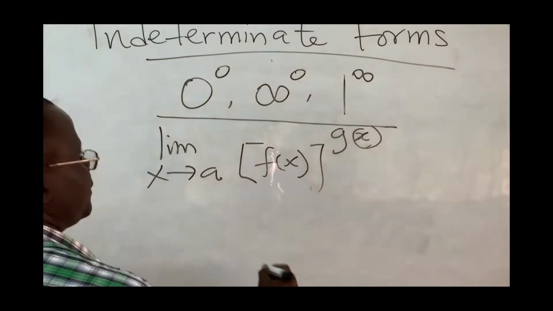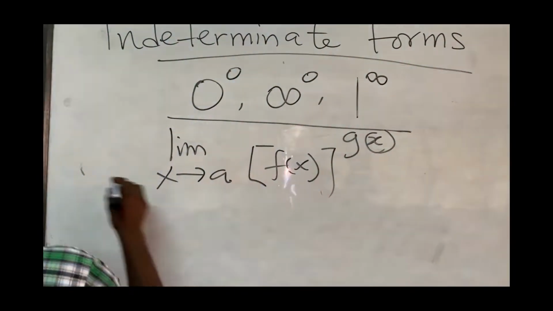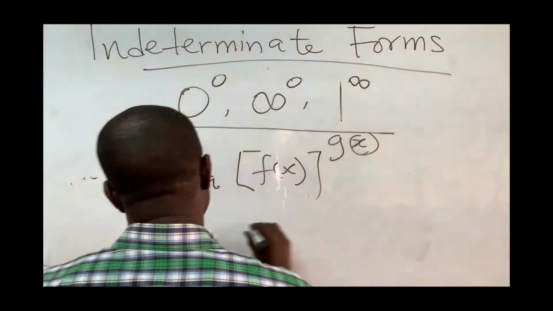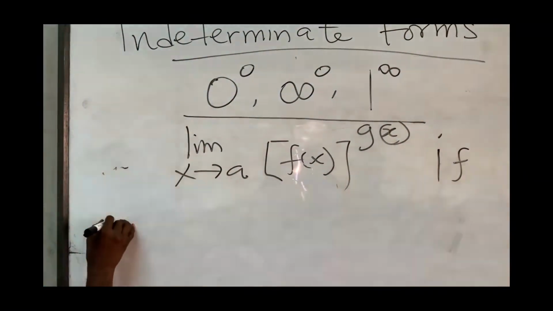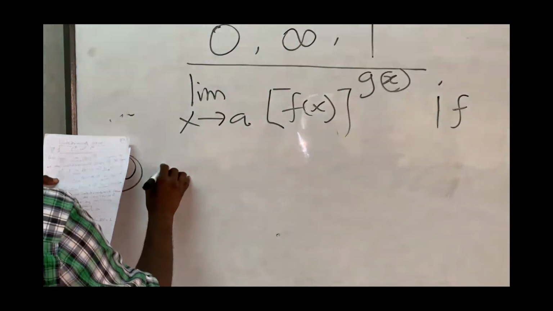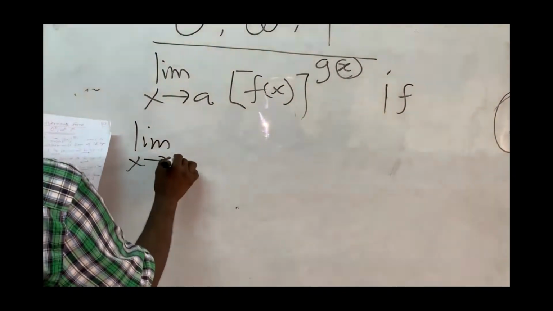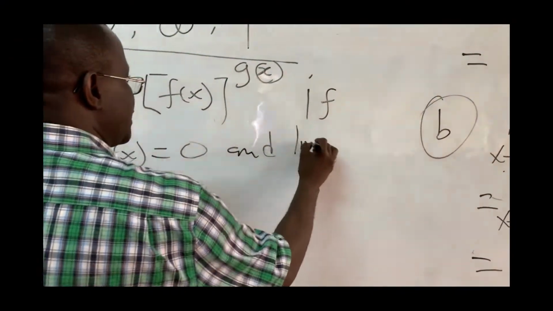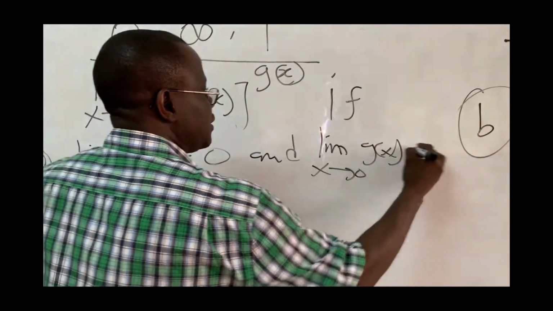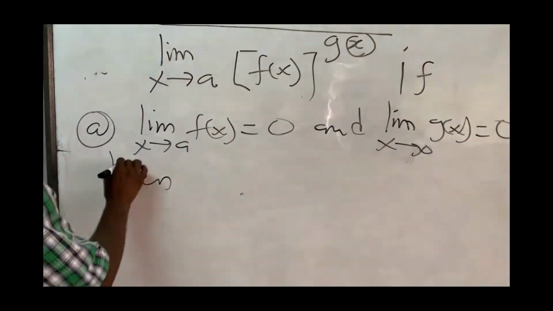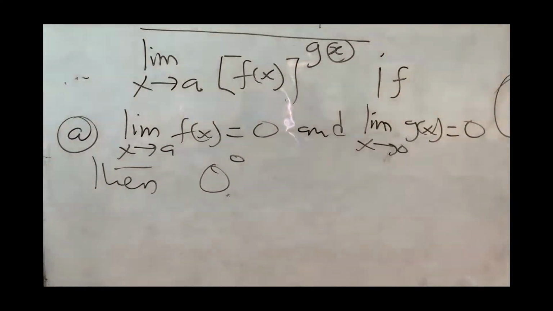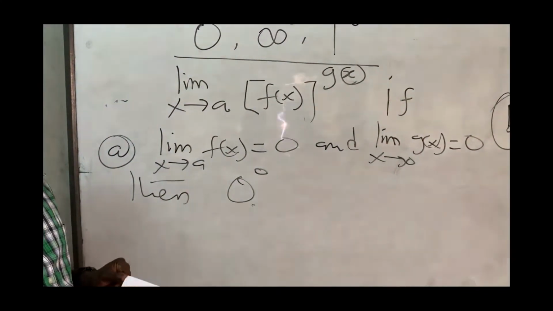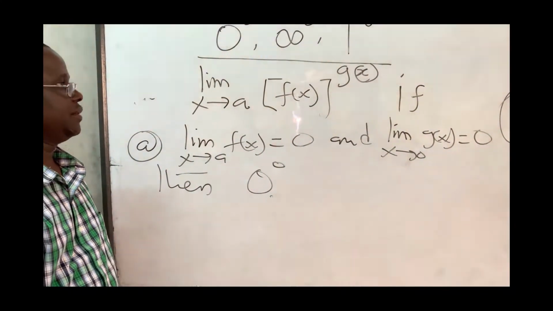So this expression is indeterminate if, first of all, you have the limit as x goes to a of f of x going to 0 and the limit as x goes to a of g of x is equal to 0. Then we have the form 0 to the power 0. This is going to 0, that's also going to 0. So what does the whole expression approach? That is the question. So you end up with these.